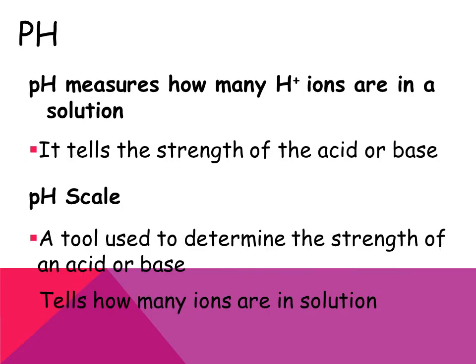Okay, so we talked about pH earlier, and I told you what pH an acid was and what pH a base was. So what is pH? Well, pH measures how many H+ ions are in a solution. It tells the strength of an acid or base. The pH scale is a tool used to determine the strength of an acid or base. It tells us how many ions are in solution.